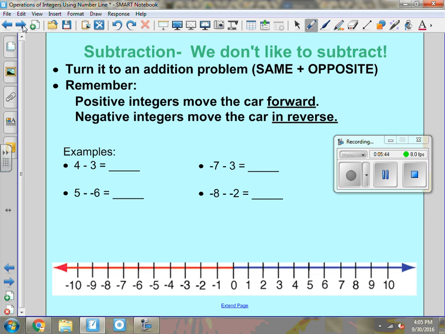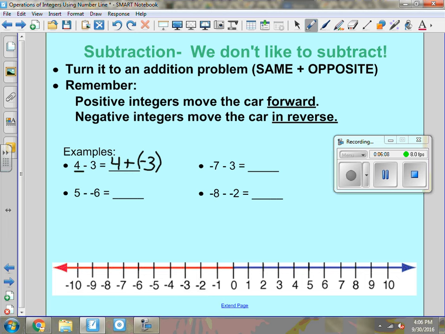So I'm going to go through and change all of my problems, because I know that all of these are subtraction problems. I'm going to change them all to addition. So I'm going to take the same first number, so I'm going to write 4. I'm going to change it to adding, and then I need the opposite of that 3, so it's going to be adding a negative 3. I can use those parentheses to make it a little bit more clear.